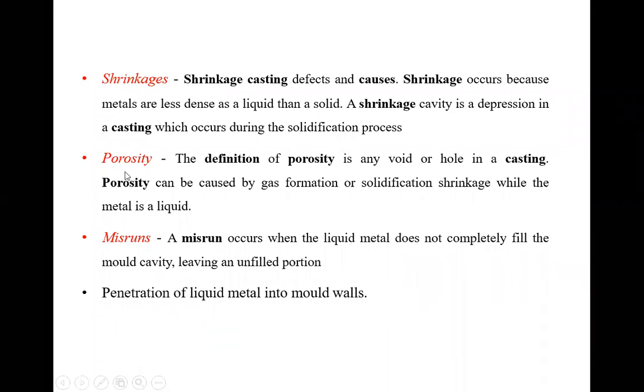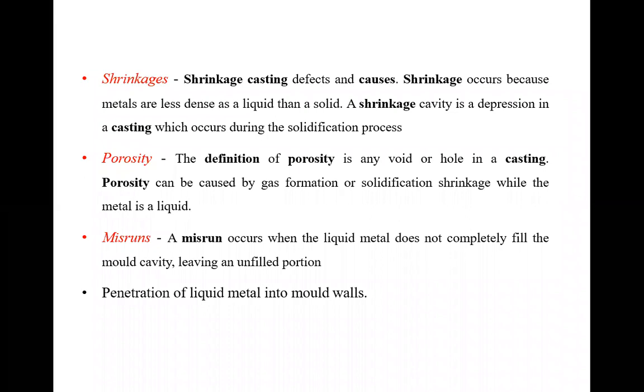So the next one is porosity. The definition of porosity is any void or hole in a casting. Porosity can be caused by gas formation or solidification shrinkage while the metal is a liquid. So we are going to use vent holes. Why are vent holes used? If any gas is there in the mold, it has to be removed through the vent holes.